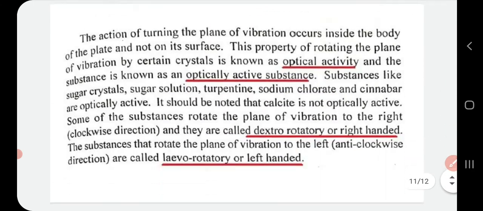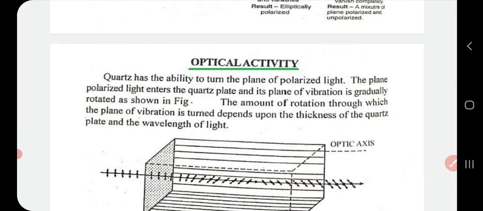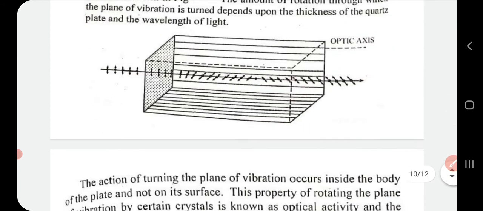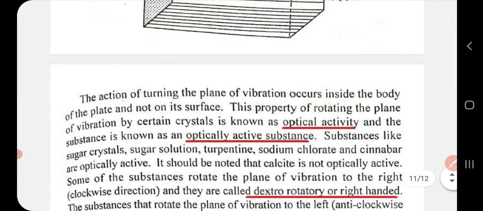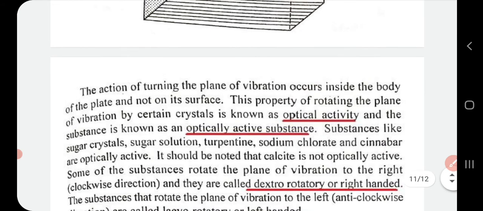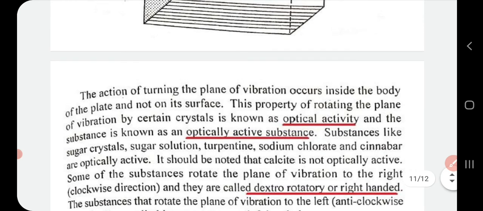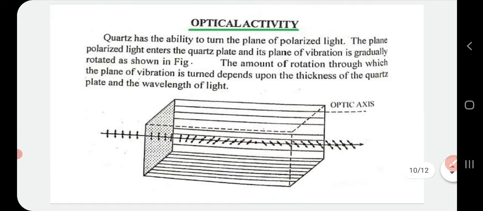Now the last topic is optical activity and specific rotation. Define optical activity. The action of turning the plane of vibration occurs inside the body of the plane and not on its surface. This property of rotating the plane of vibration by certain crystals is known as optical activity. It is demonstrated here.